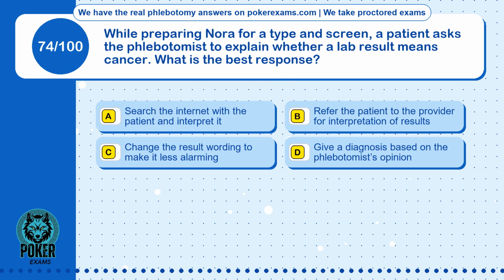Question 74. While preparing NORA for a type and screen, a patient asks the phlebotomist to explain whether a lab result means cancer. What is the best response? Option A. Search the internet with the patient and interpret it. Option B. Refer the patient to the provider for interpretation of results. Option C. Change the result wording to make it less alarming. Option D. Give a diagnosis based on the phlebotomist's opinion.